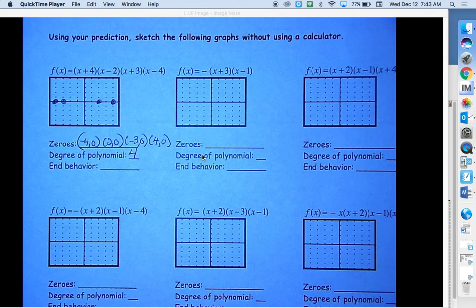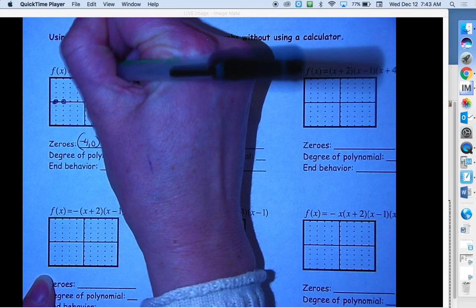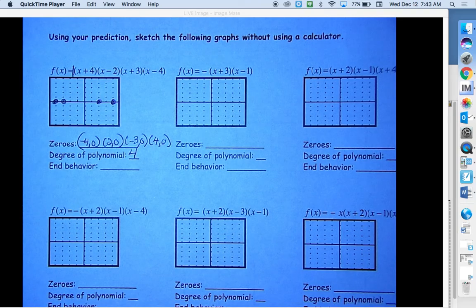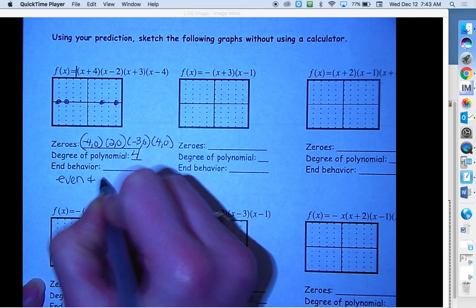So this one is even. Is the leading coefficient positive or negative? So Connor, the leading coefficient, is that positive or negative? Positive. And that's the number in front of the first parenthesis. You could put a 1 in there, you could put a 1/2, you could put whatever number you want in there, but it has to be positive. So we have even and positive.